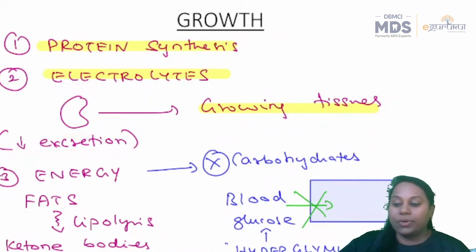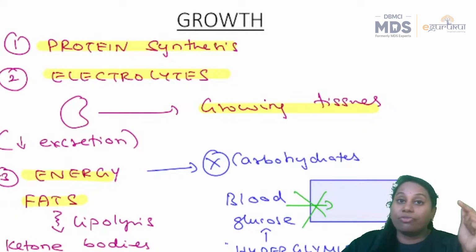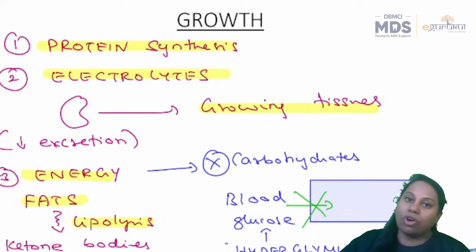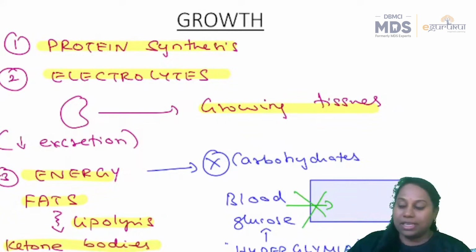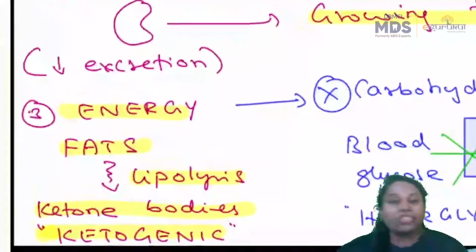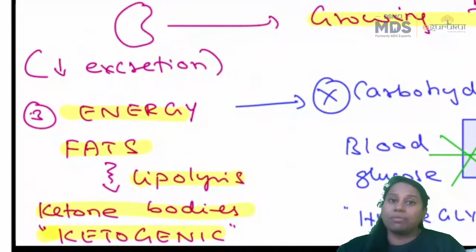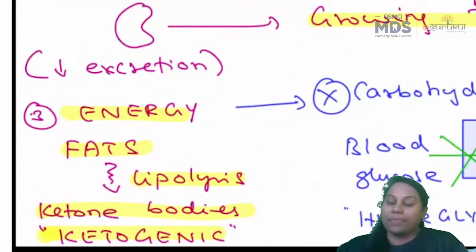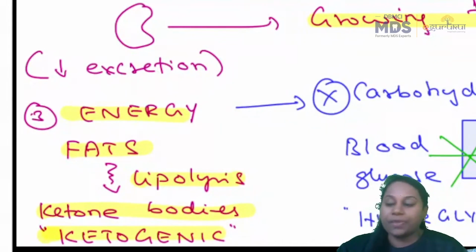For growth, you need energy. Growth hormone gets its energy by breaking down fats. That is called lipolysis. So growth hormone causes lipolysis. As a result, when fats are broken down, they release ketone bodies. Fats are broken down, ketone bodies are produced, so ketone bodies are increasing. This is called the ketogenic effect of growth hormone. So growth hormone is ketogenic.